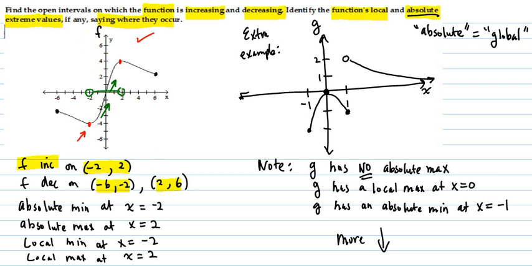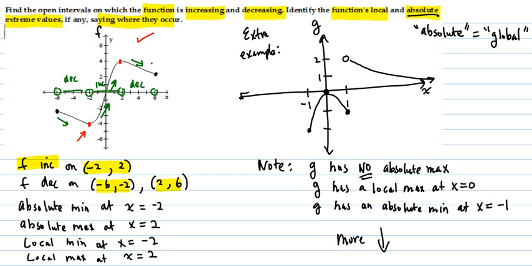The function is going down from -6 to -2, decreasing. This one was increasing, and then it looks like it's decreasing over here from 2 to 6, coming down. Okay, so that's what we have there.